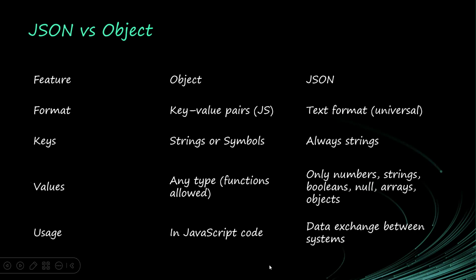For the usage, objects are used in JavaScript code, while JSON is used in data exchange between systems. Two operating systems can exchange data using JSON.